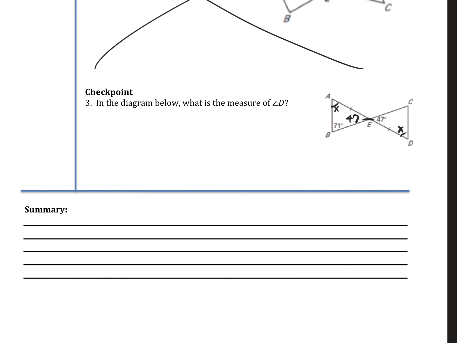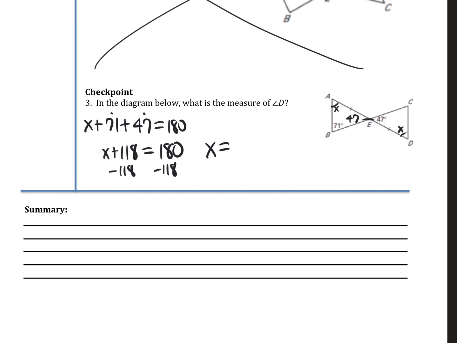So now we can add these up. We can do X plus 71 plus 47 equals 180. Combine like terms, we get X plus 118 equals 180. Subtract 118. We get X equals 62 degrees. So measure of angle D, which was also that arc there, is going to equal 62 degrees.